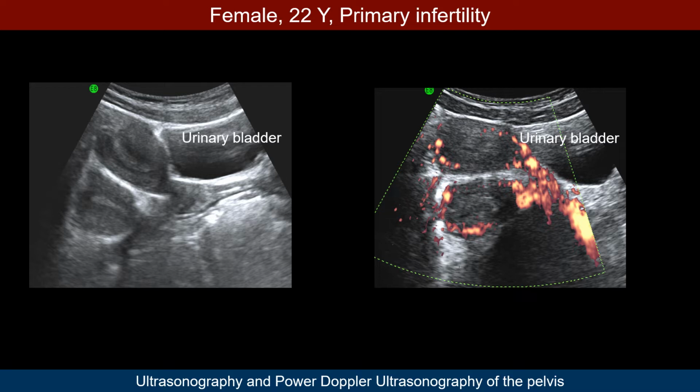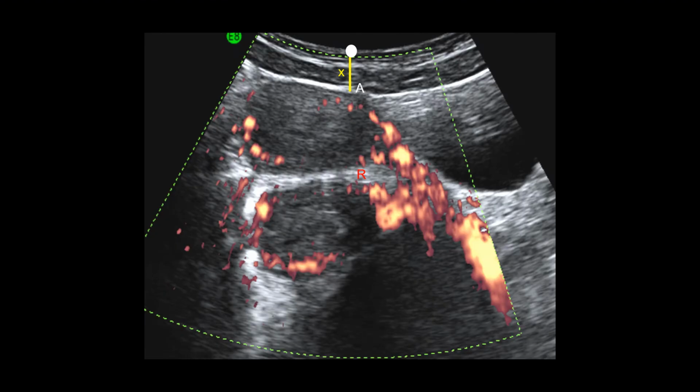This 20-year-old lady with primary infertility certainly has a single normal uterus with no Mullerian duct anomalies. What we see here, it seems that the uterus is duplicated. This is because of the mirror artifact on ultrasonography. Let us discuss how it happens.